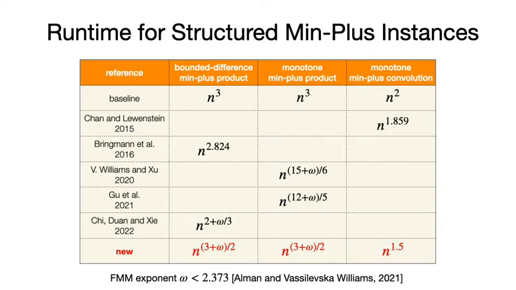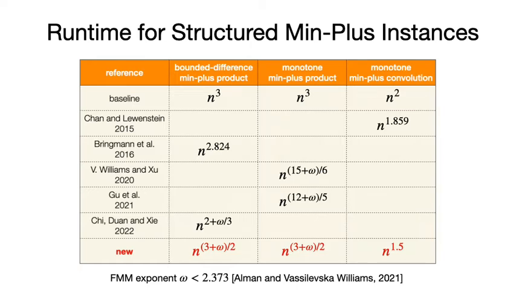This runtime was further improved to n to the (12 plus omega) over 6 by a follow-up paper by Gu et al. In a recent paper, Shi, Duan, and Xie revisited the bounded difference min-plus problem, in which they developed new techniques to achieve a much clearer improvement of n to the (2 plus omega) over 3. This paper today is a follow-up work of their result.